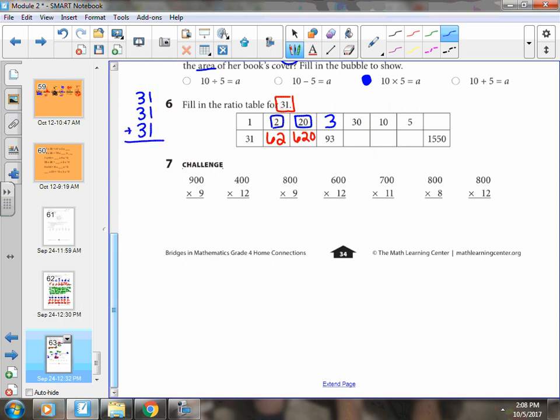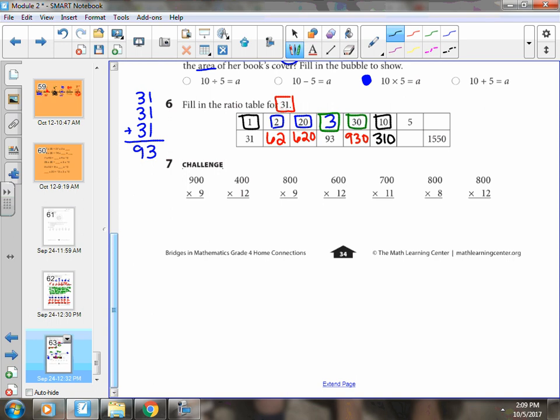Let's see. There it is. 3 31s is 93. So 3 times 31 is 93. And if you know 3 times 31, then you should know 30 times 31. It's the same thing, but with a 0. If you know 1 times 31 is 31, then 10 times 31 is the same thing, but with a 0.